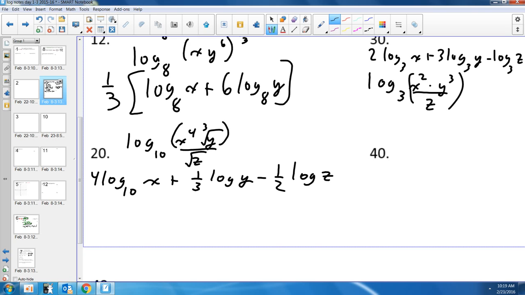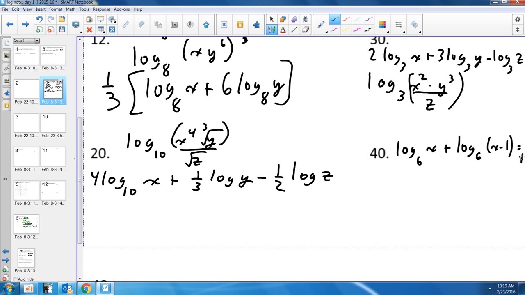Let's take a look at solving for x now. And so number 40 is a different direction altogether. Log base 6 of x plus log base 6 of x minus 1 is equal to 1. And the directions are solve for x.